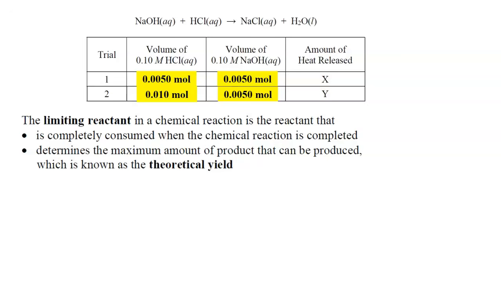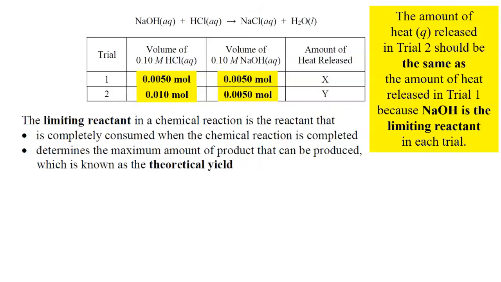Now, it says the amount of heat released. You can think of heat as a product of this particular chemical reaction. And the amount of heat released is going to be the same in both of these trials. The reason why is because sodium hydroxide turns out to be the limiting reactant both in trial 1 and in trial 2. Of course, in trial 1, there's not really a limiting reactant.